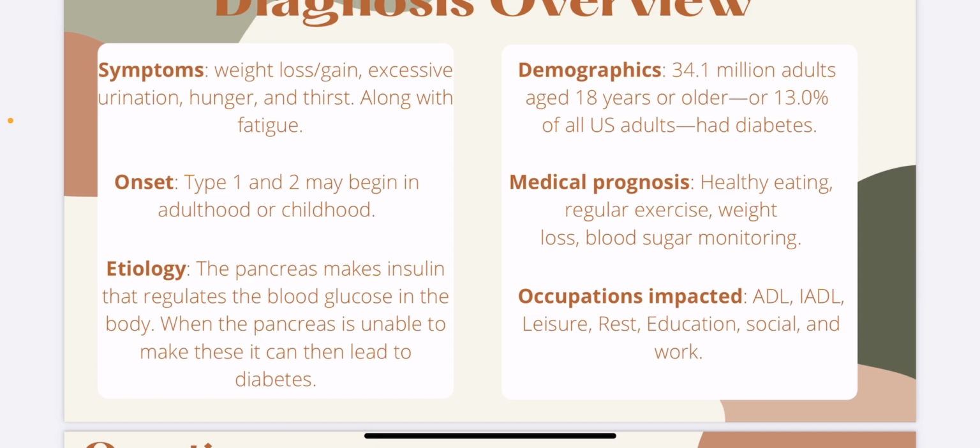The etiology is the pancreas makes insulin that regulates the blood glucose in the body. When the pancreas is unable to make the insulin, it can lead to diabetes. Or if it is able to make it, but the body could be unable to regulate that, like in type 2. And then the demographics is 34.1 million adults age 18 and older, or 13% of all U.S. adults have had diabetes. That is a big number.